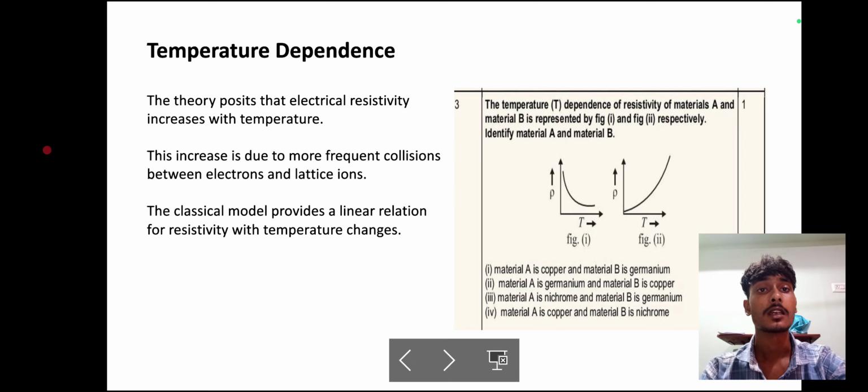Temperature dependence. The theory posits that electrical resistivity increases with temperature. This increase is due to more frequent collisions between electrons and lattice ions. The classical model provides a linear relation for resistivity with temperature changes.